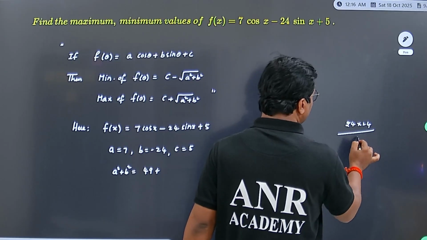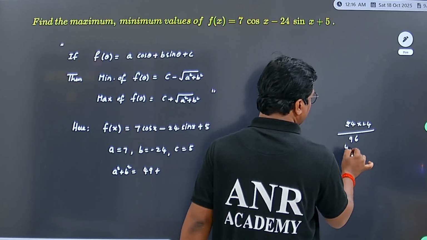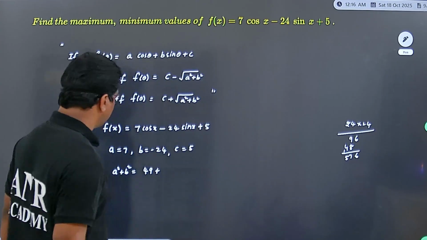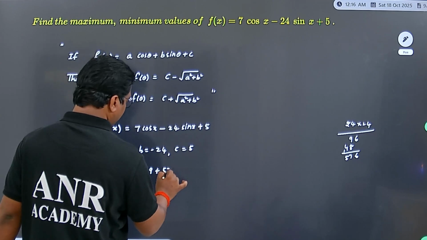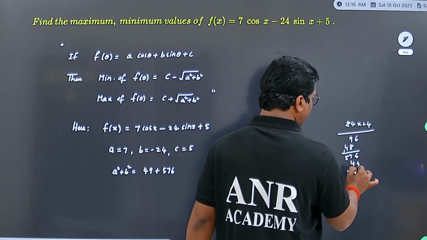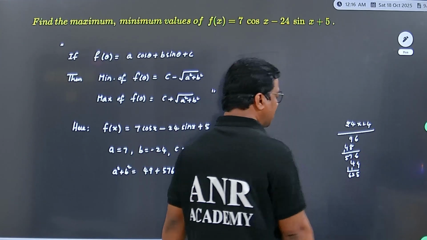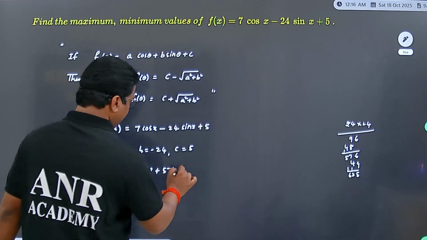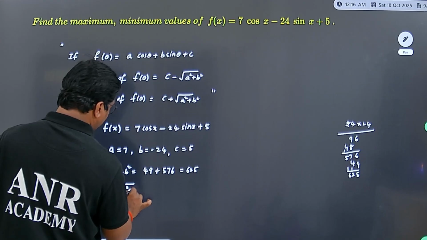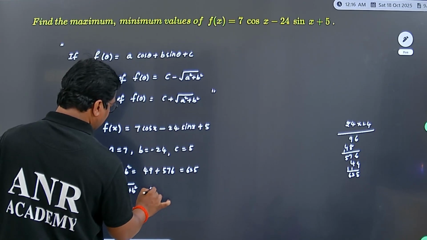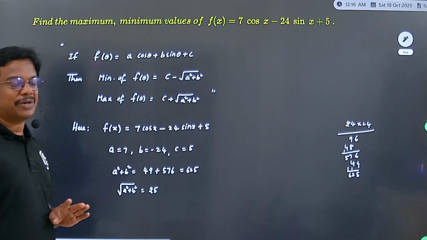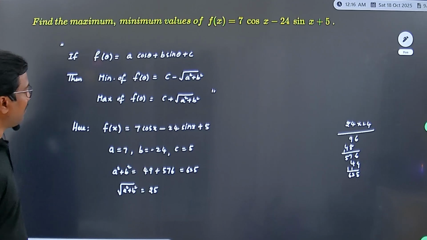On simplification it is 576 plus 49, that is 625, and root over a square plus b square becomes just 25. Why? Because 625 is written as 25 into 25, so root 625 value becomes 25.